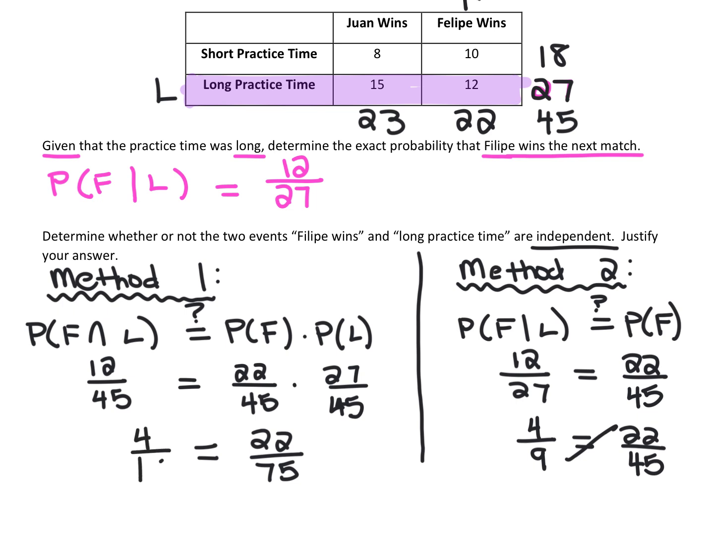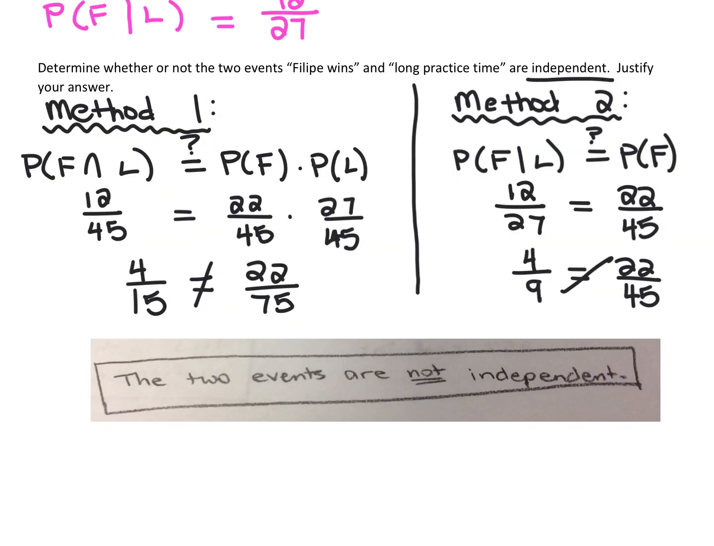So again, they're not equivalent to each other. So we can say that the two events are not independent. Okay, so you can just write that out. You don't have to give an explanation because your work, whether you use method 1 or method 2, shows why they're not independent. Neither formula for independence worked.